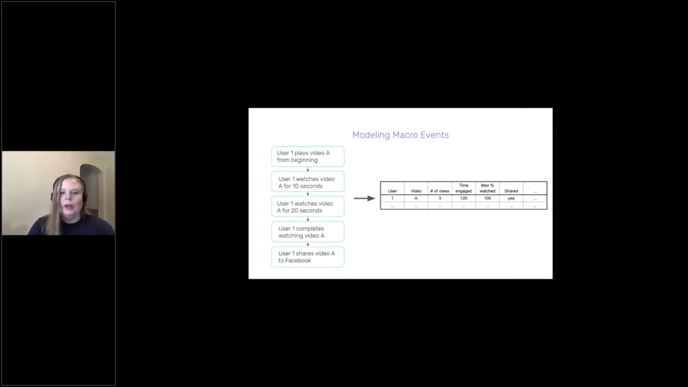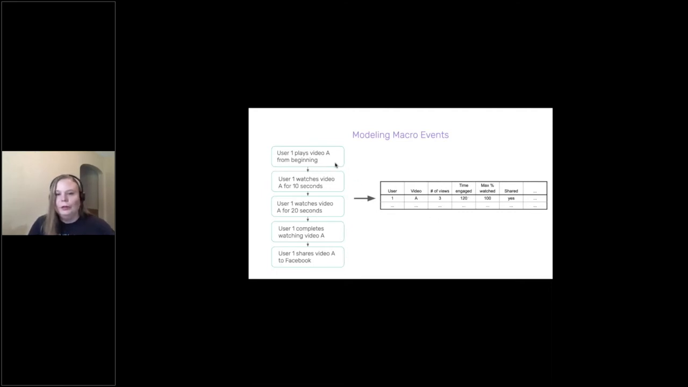So, modeling macro events. Macro events are made up of micro events. For example, if we are a media company, we might want to understand how individual users interact with individual items of video content. If we look at the example over here, we've modeled an event stream that describes all the micro interactions that a user has with a particular video. We made it into a summary table.